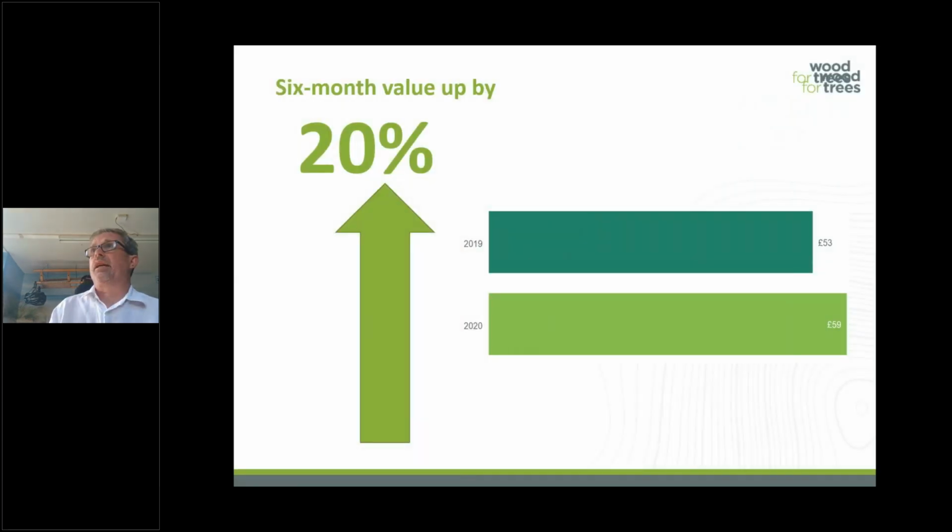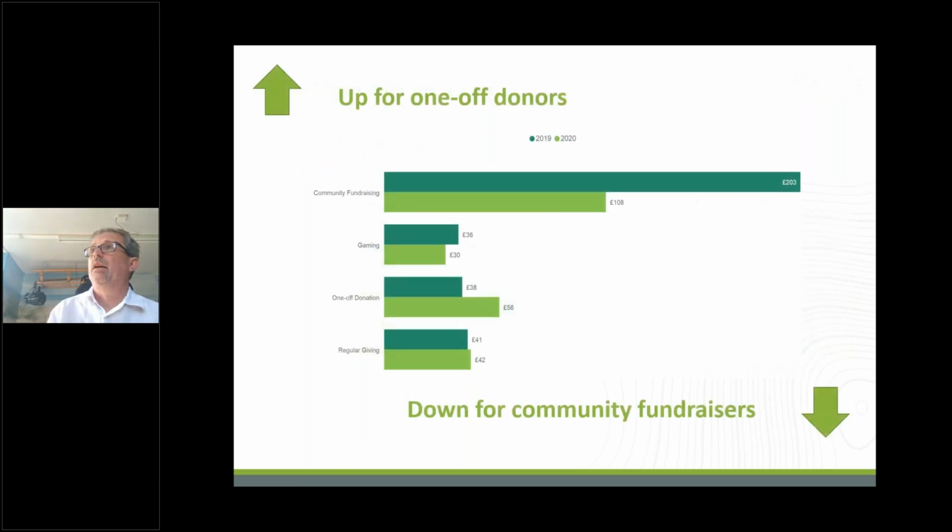And the good news there is that the value of these supporters is actually up overall. From an average of £53 in the first 6 months that 2019 supporters were giving, that is now up to £59 in those first 6 months of their journey. So really encouraging signs that we've been able to engage with supporters through 2020 and also drive value through that.